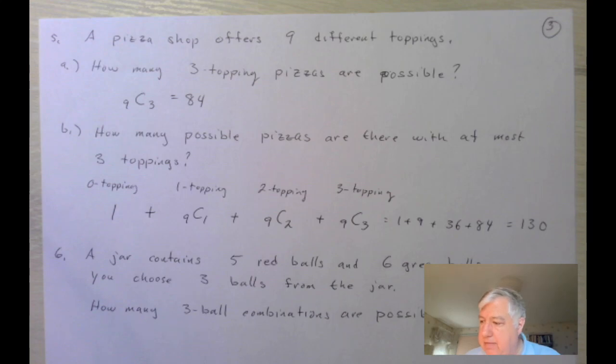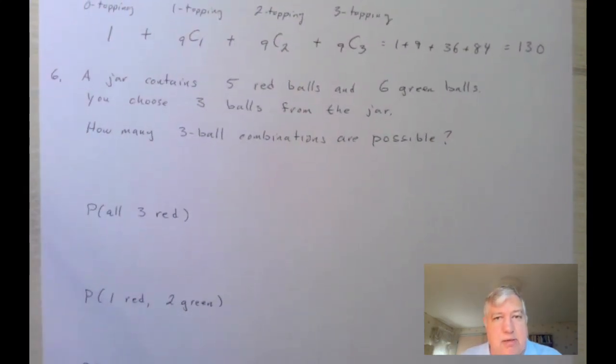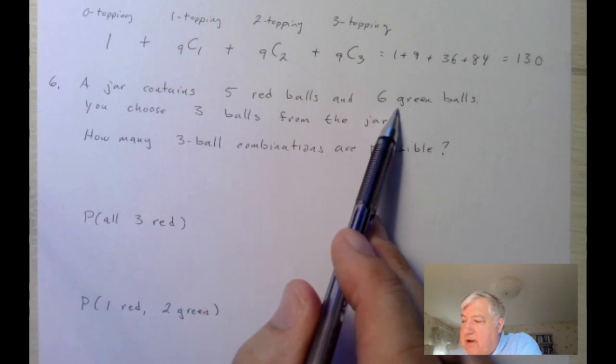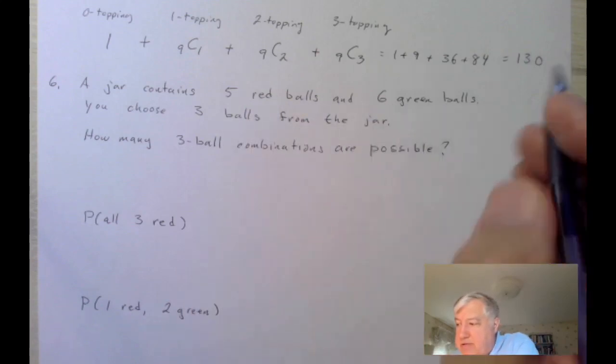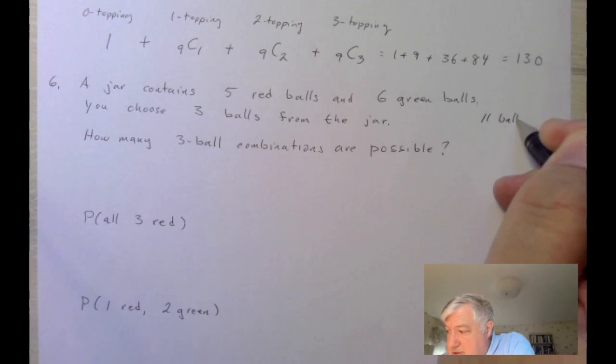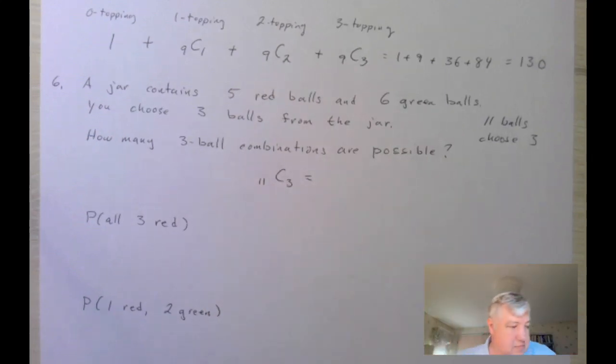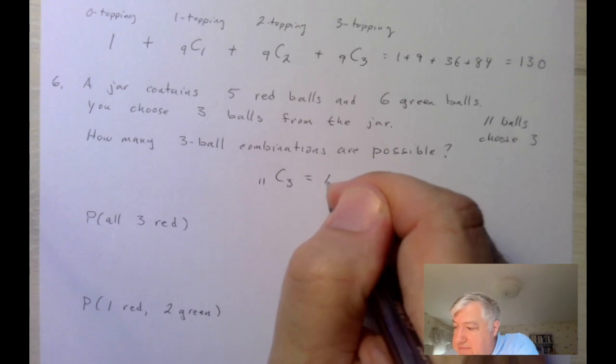Okay. Next, on number 6, we have a jar with 5 red balls and 6 green balls, and we choose 3 balls from the jar. How many 3-ball combinations are possible? Combinations means the order doesn't matter. We have a total of 11 balls. We choose 3. So the answer would be 11C3, which is 165.